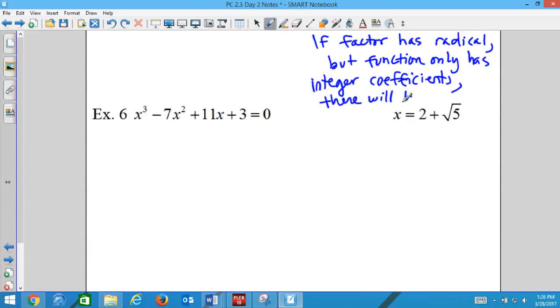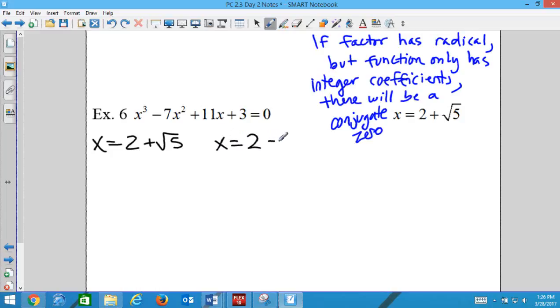There will be a conjugate zero for the factor. There will be a conjugate. You remember the term conjugate? So one of them's x equals 2 plus radical 5. The other one's x equals 2 minus radical 5. Conjugate. How many total factors, how many total zeros should I have according to this function? I should have 3. There's 2 of them. So we got to find the third one.